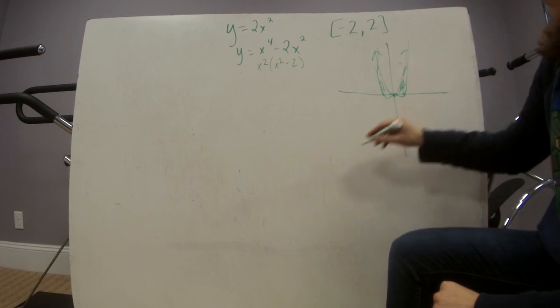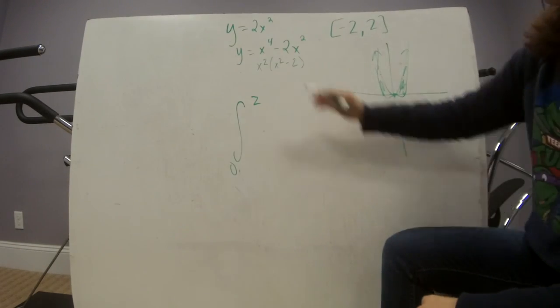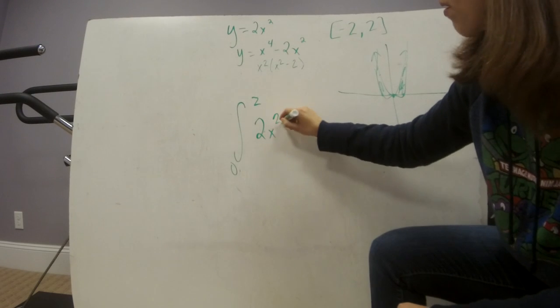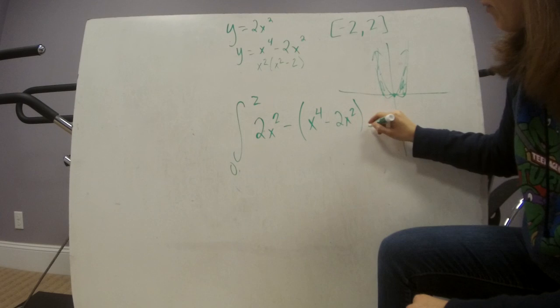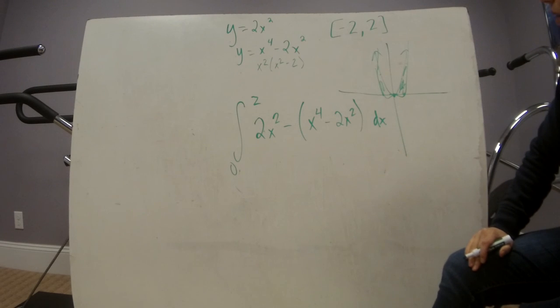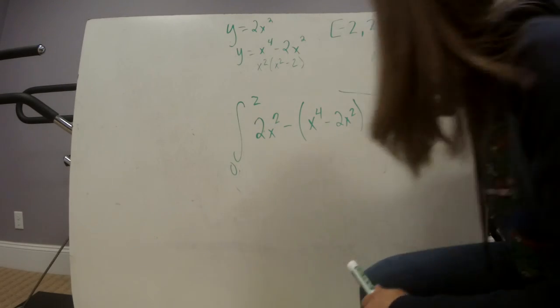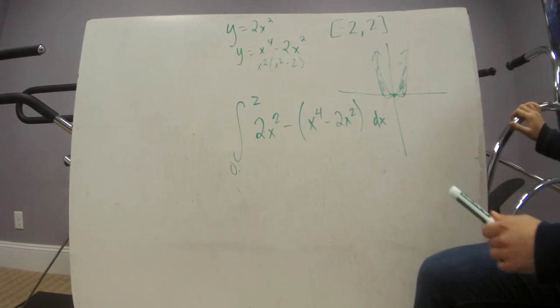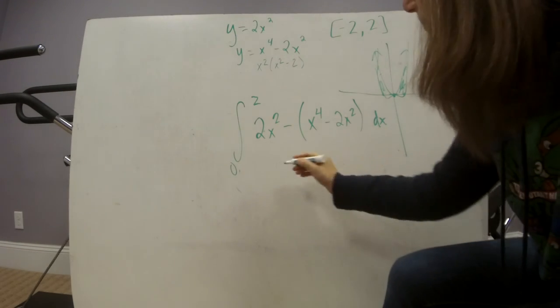Let's do the positive side. So we can just do the integral from 0 to 2. Which one's on top? The 2x squared minus the quantity x to the 4th minus 2x squared, dx. And if we do this, we're hopefully going to end up with the right answer. Again, if I make any math errors on these, you guys will just have to comment and let me know what they are, because I'm doing a bunch of this working in my head.